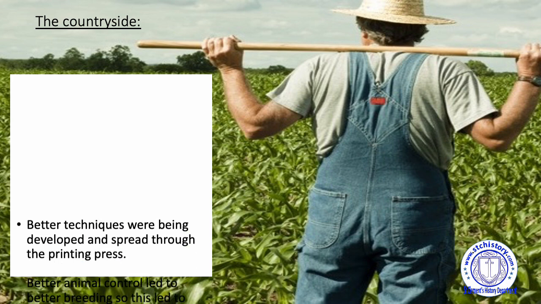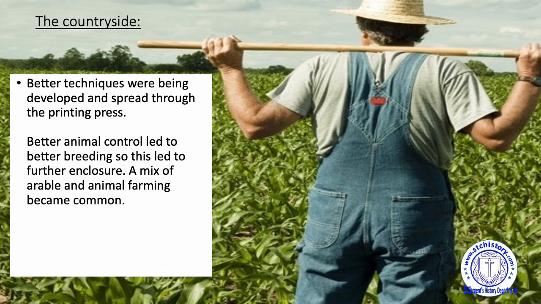So in the countryside, we've mentioned that there are some better techniques being used. They're being developed, and obviously these ideas are spreading from farm to farm to farm because of the printing press. We've mentioned the better animal control and the breeding, and a mix of arable and animal farming becomes common. So it's changed the whole entire landscape, sometimes possibly through luck, sometimes through decisions made because of a bad harvest, whatever it is.